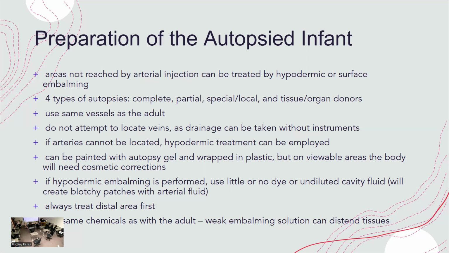For the autopsied infant, you treat the vessels as you would in an adult. Don't worry about looking for a vein, because drainage is going to go into the cavity. If you can't locate the arteries, you can use hypodermic treatment with a trocar.